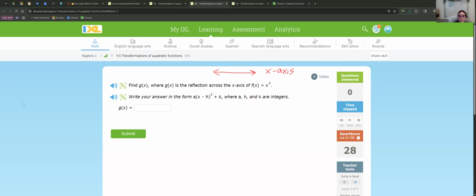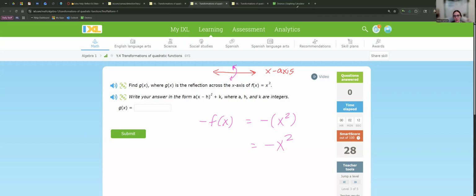That means anything that was originally above the x-axis is now going to be below, and everything that was below is now going to be above. So we're flipping vertically. When you're working vertically, you're working outside of the function with f of x. So to reflect f of x across the x-axis, we take f of x and make it negative. So negative f of x is the same thing as negative x squared. We take that entire x squared and make it negative.